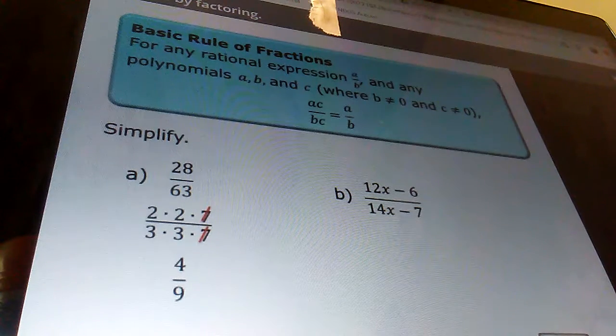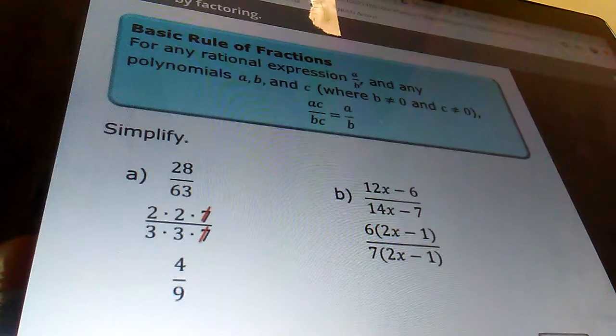The numerator has two terms, 12x and 6. Notice that these terms have a GCF of 6. We can rewrite this as 6 times 2x minus 1. Let's look at our denominator. It's the same thing. We have 14x minus 7. The GCF is 7. We multiply 7 times 2x minus 1.